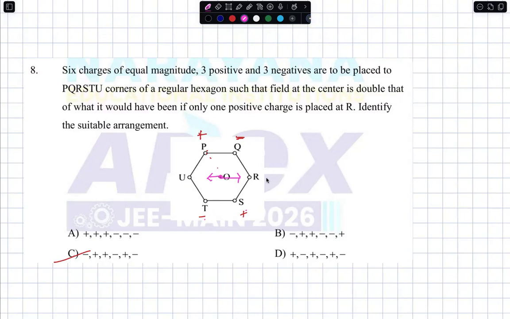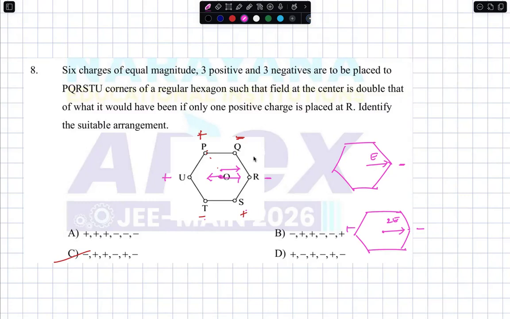Now you take a negative charge here and a positive charge here. Now you will have the field added. Remember, what if there is only a negative charge here? Only a negative charge here, the field is E. Now what if you have a negative and positive charge here? The field will be 2E. That's the case you want.